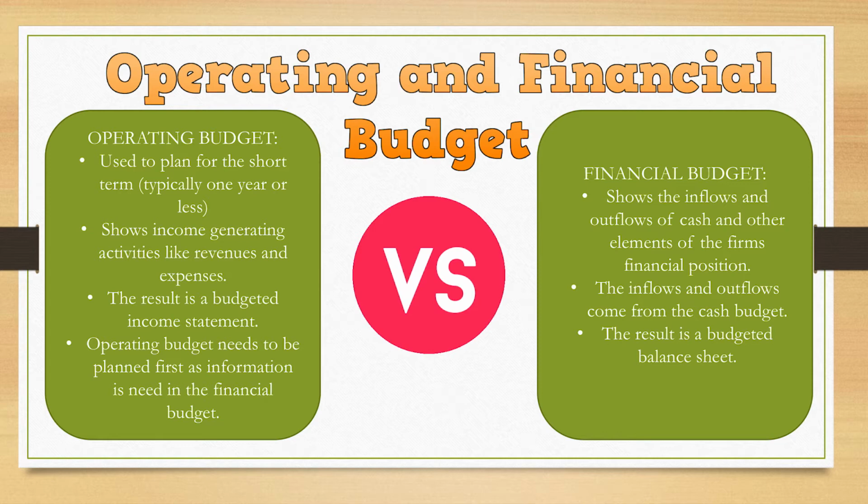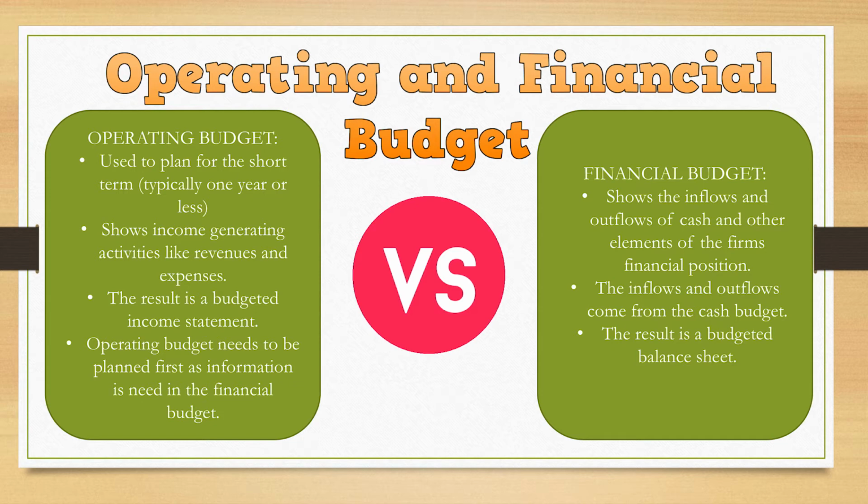Firstly, let's look at the operating budget. The operating budget is used to plan for the short term, typically a year or less. It shows income generating activities like revenues and expenses. The result of an operating budget is like a budgeted income statement. The operating budget needs to be planned first, as information within it is required to create the financial budget.